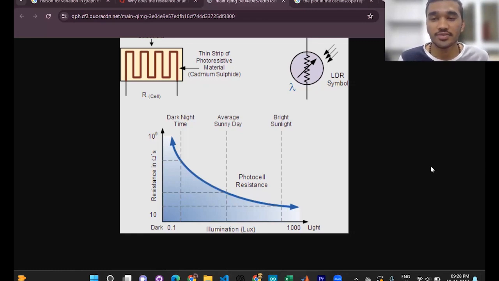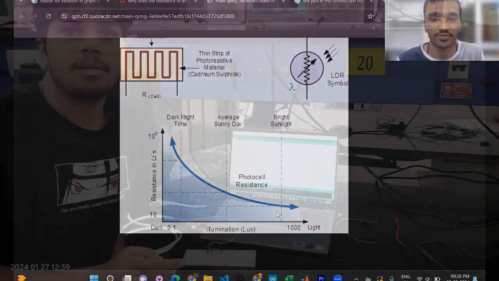The light dependent resistor works on the basic principle that as the luminous intensity increases, the resistance of the LDR decreases. As you can see here, with bright sunlight, which is equivalent to the flash or blink of the LED, the resistance decreases. Since the voltage is constant, V equals IR, so the current in the circuit increases. That is why we can see the spikes on the graph.